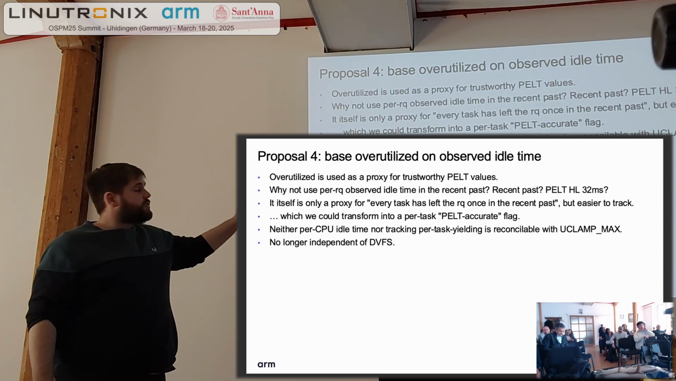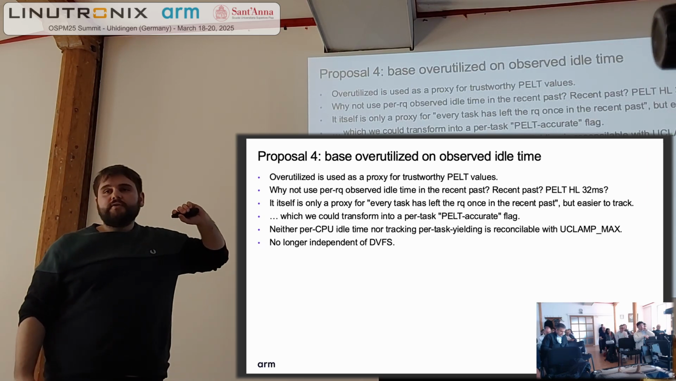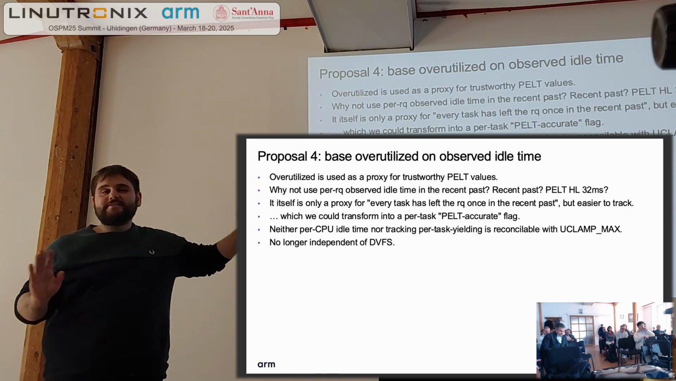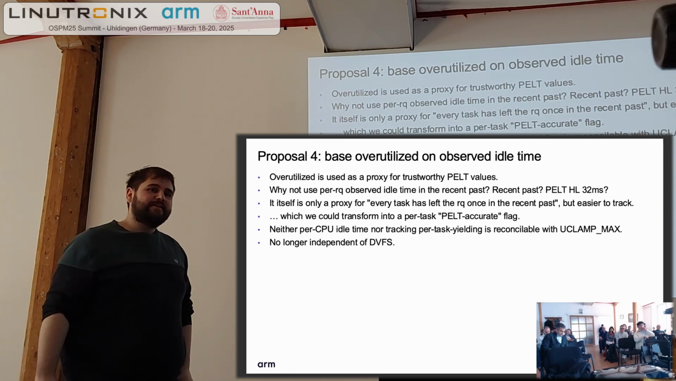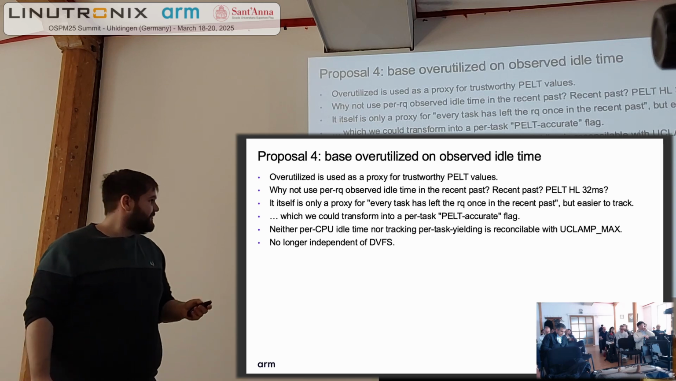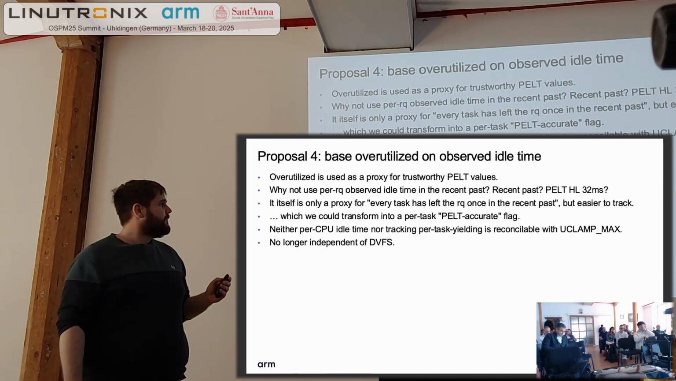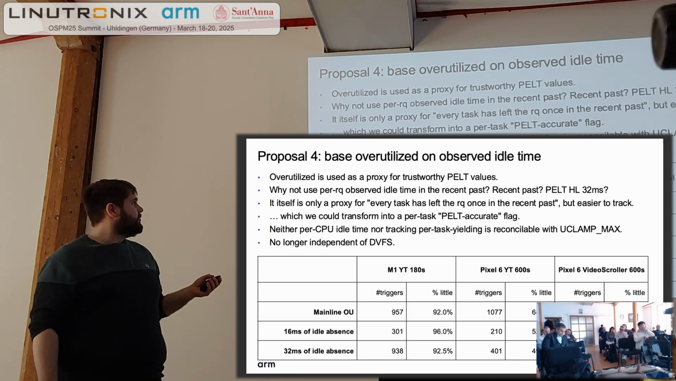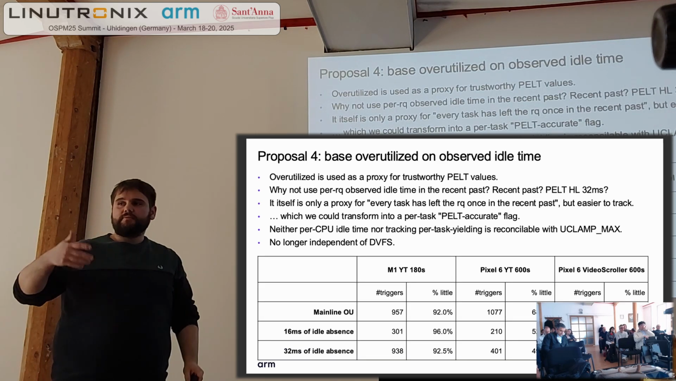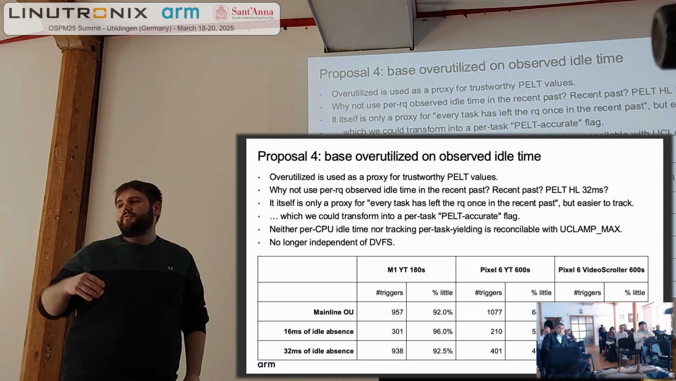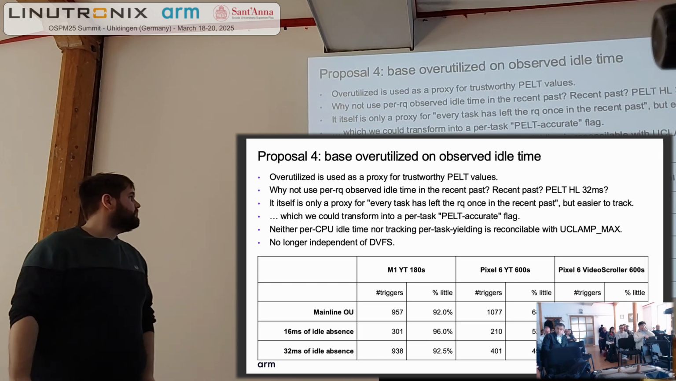I'm primarily interested also in what no longer independent of DVFS means for x86. I had a slide there and decided to remove it because my test results I couldn't quite explain them all. So it would be interesting to know if this is something you'd prefer, or if you'd prefer the utilization-based thing.